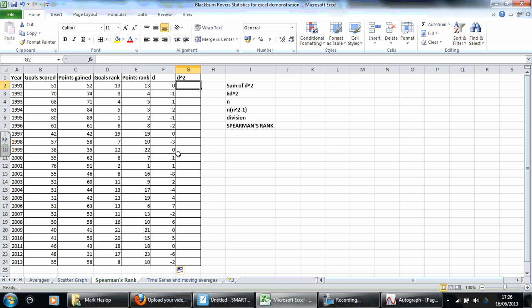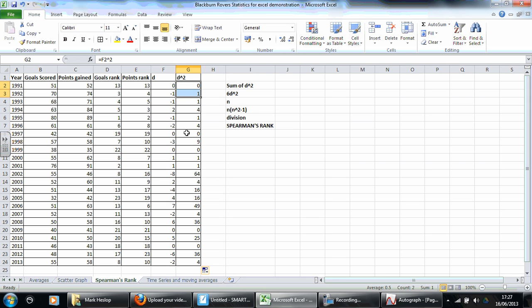And now I just want to square them. To square them, just put equals this, and use the little number above the 6, the little thing above the hat above the 6. And that will square that number. If I scroll that down, it will always square the numbers next to it. So that does F3 squared, F4 squared, etc.